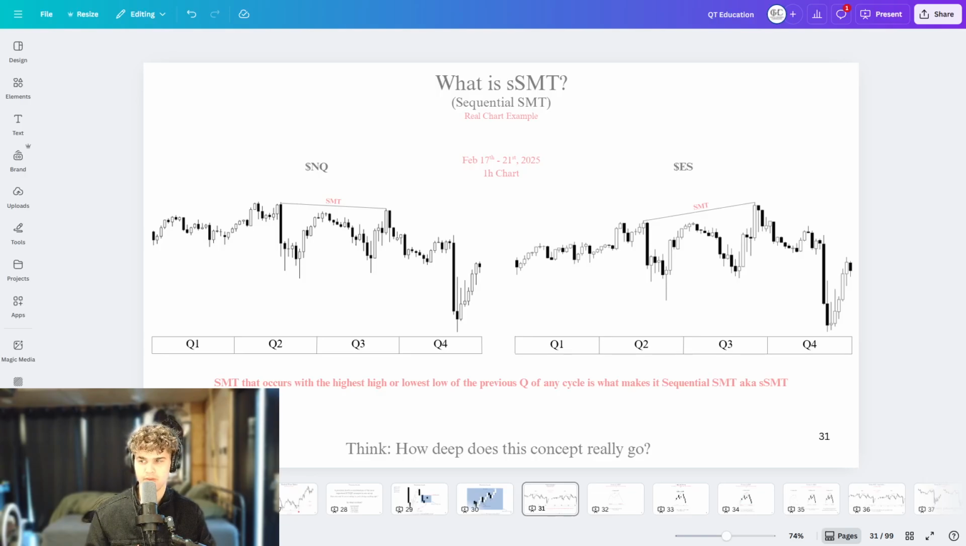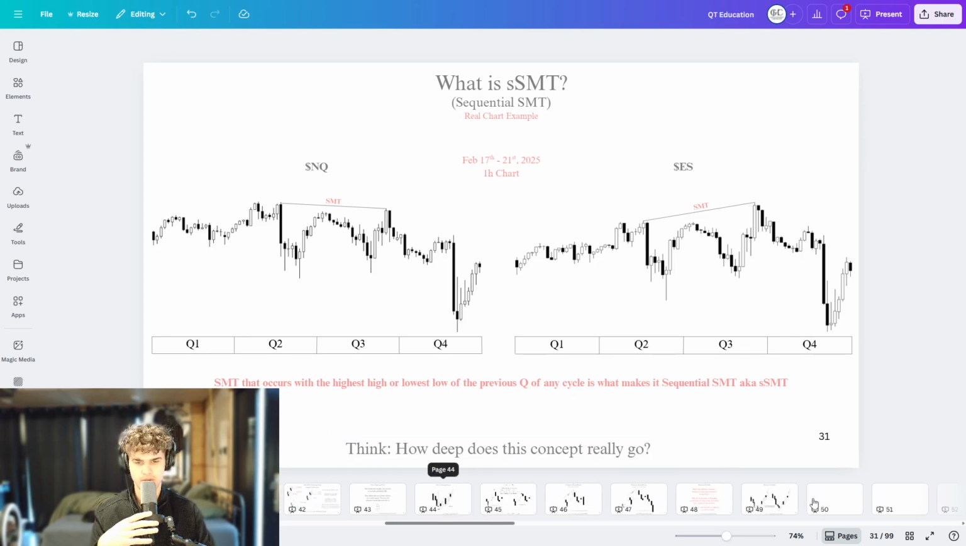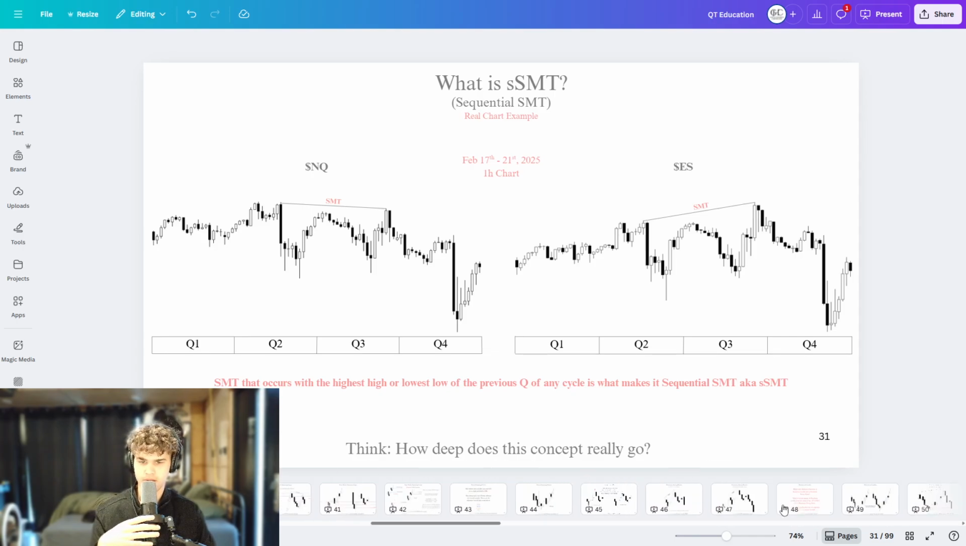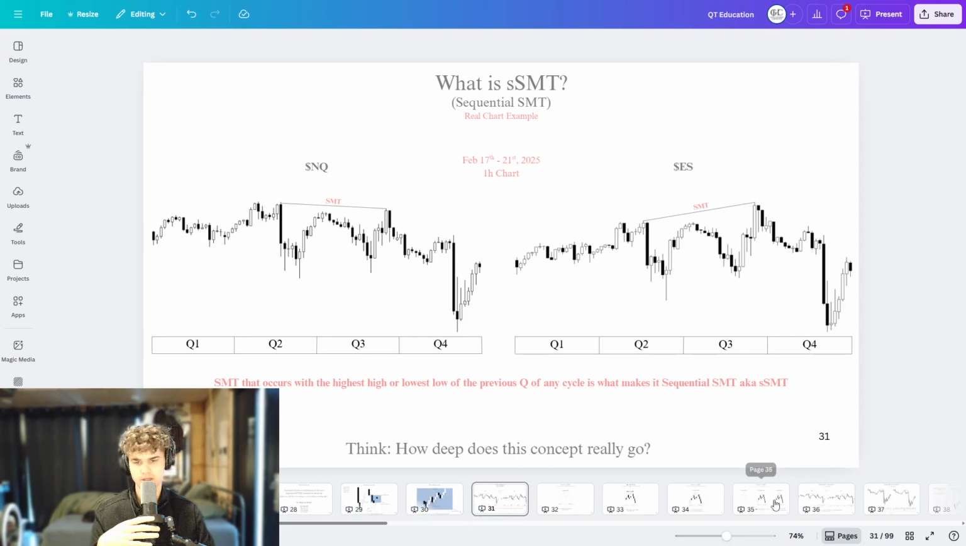What is up, everybody? Welcome to part 4 of this series, where I am breaking down quarterly theory concepts that make me profitable, in a long list of concept pages. As you can see at the bottom of your chart here, I've got 99 pages of content to go through. We're on page 31 for this episode. We're going to break down 10 pages per episode.